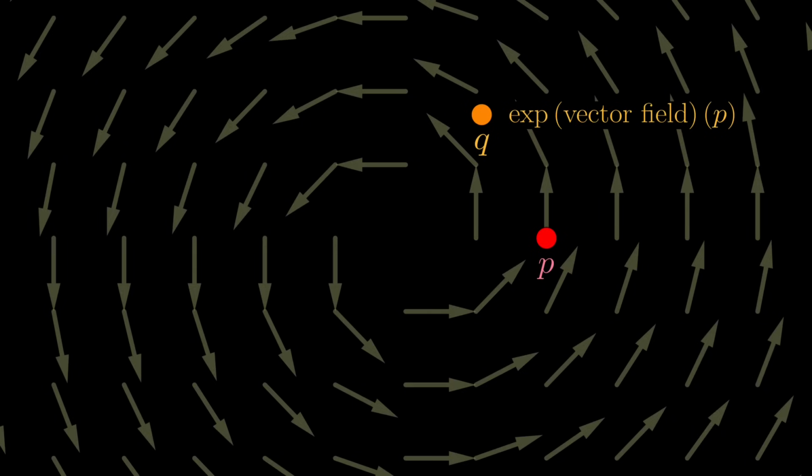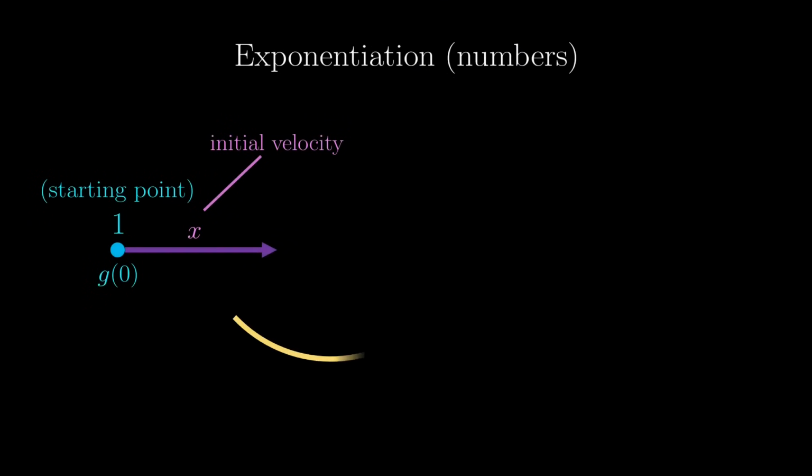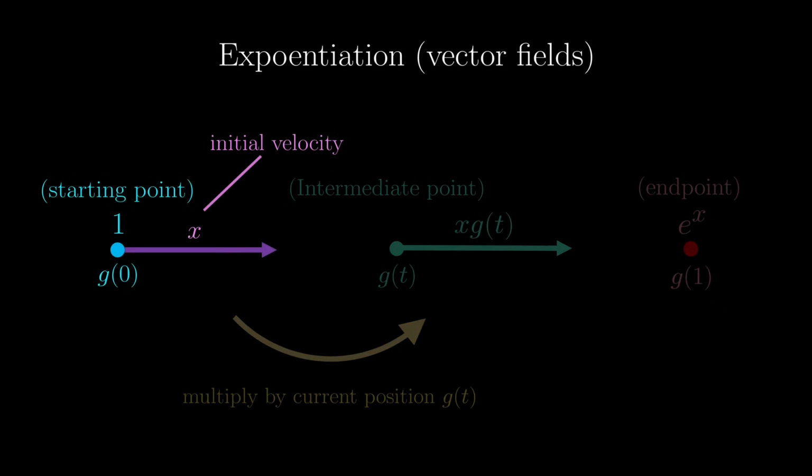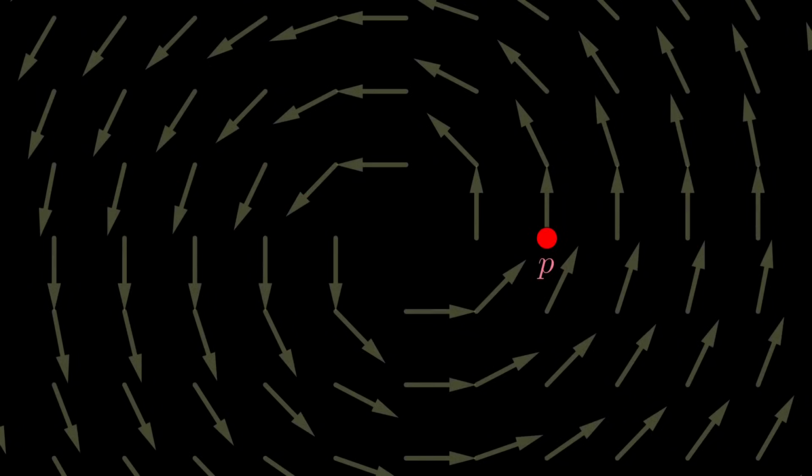How does the exponential work? Well, we just go back to the exponential of normal numbers and see how we can tweak it to exponentiate vector fields. For the initial setup, we can choose the starting point to be the point P in space, and the initial velocity to be the vector attached to that point. So visually, we start off at a point in space P and just see what vector is attached to it. This will be our initial velocity.